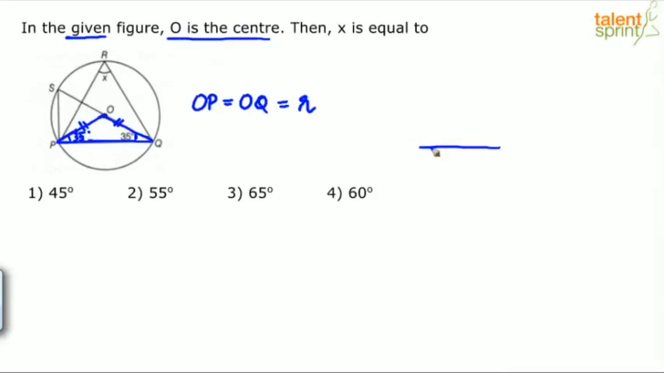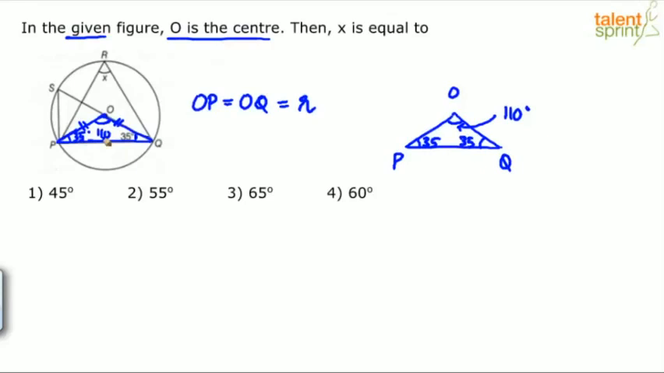So if you look at this triangle OPQ, it is like this. P and Q, 35 here and 35 here. Need not draw it again, but for the sake of clarity, I'm just redrawing it. What will be angle O? See, sum of all the angles in a triangle is 180. So 35 and 35 is 70. So the remaining angle has to be 110 degrees. So this angle is 110 degrees.